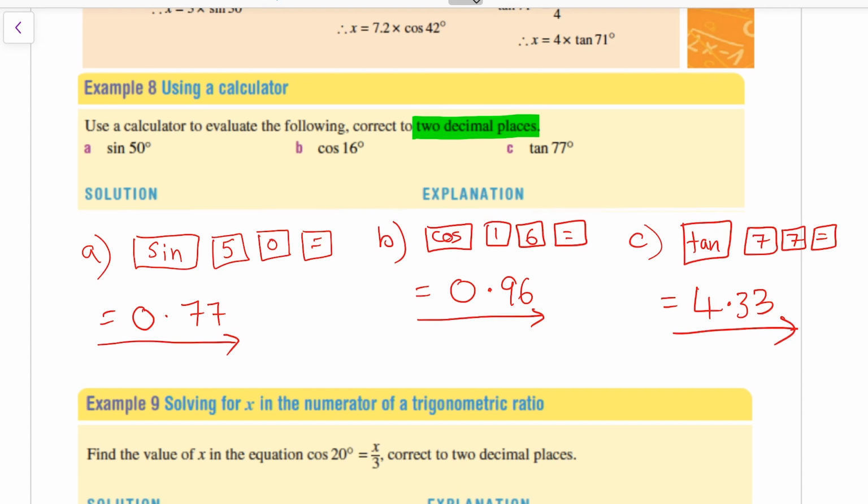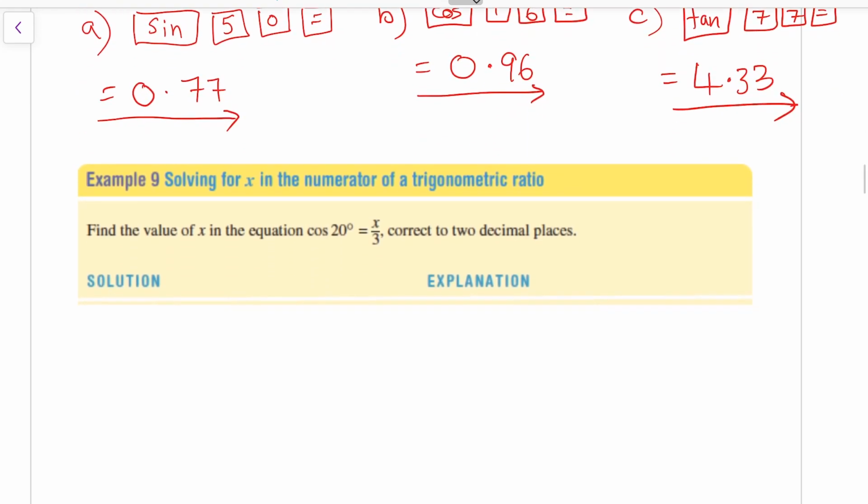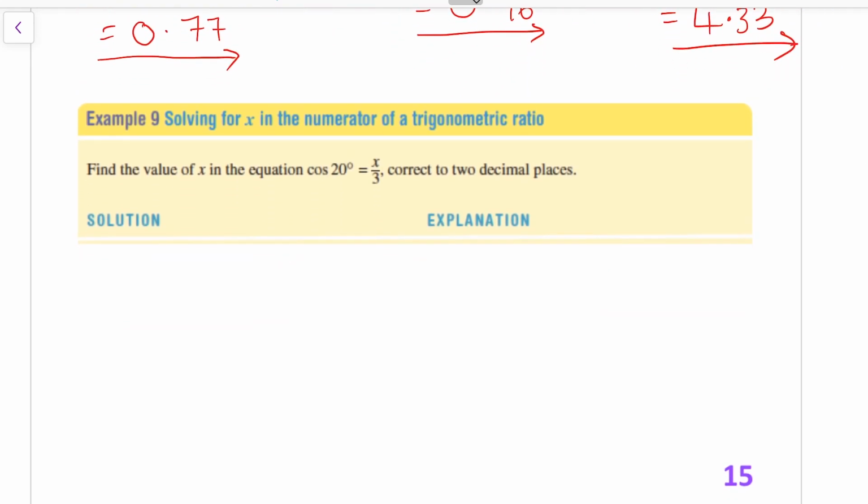That's half the hard bit, making sure you know how to use that. And now we can move forward into doing a proper calculation with a right angle triangle. All right, example number 9, good old solving equations. Similar thing, we need to find the value for x. By doing that, we need to get it on its own, and then they want the answer to 2 decimal places. So the calculation we're working with is cos 20 is equal to x over 3.